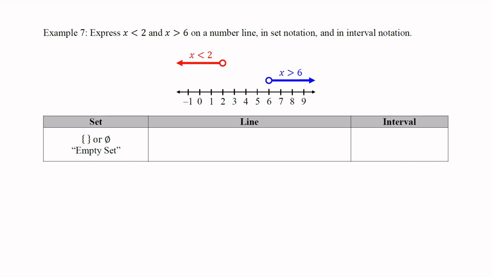So we'll indicate that using the empty set, which you can indicate by two brackets with nothing in them, or by a 0 with a slash through it. On the number line, you would just leave it alone. You would not put anything on the number line because there is no solution. And in interval notation, you would just simply say none or no solutions.